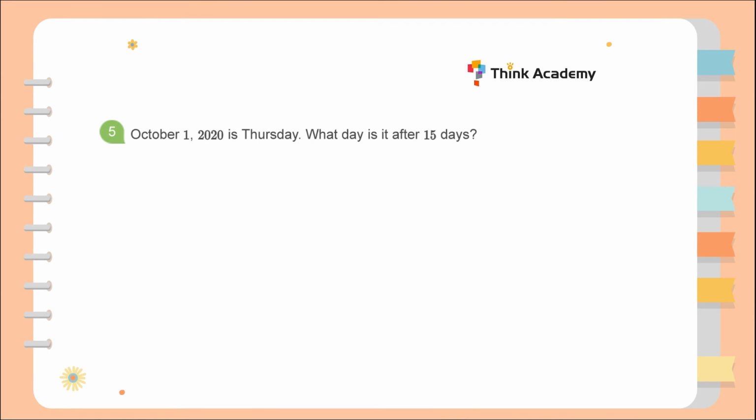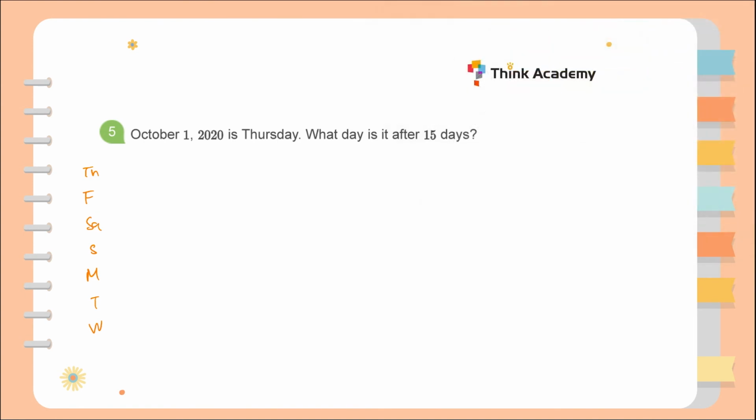October 1st, 2020 is a Thursday. What day is it after 15 days? Oh, okay. Let's write it down. This is Thursday, Friday, Saturday, Sunday, Monday, Tuesday, Wednesday, and then we go back to Thursday on the top.